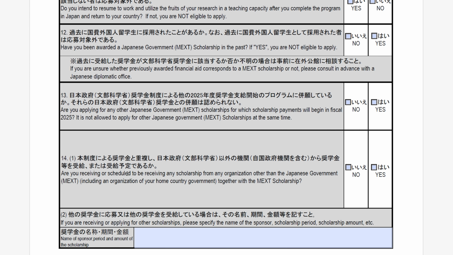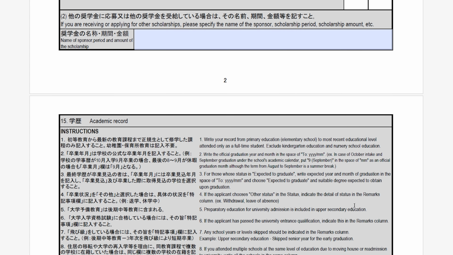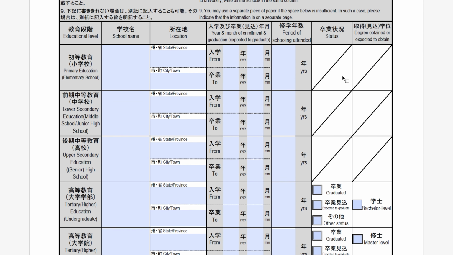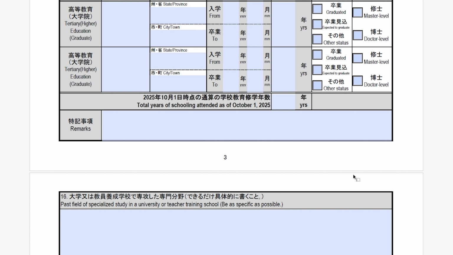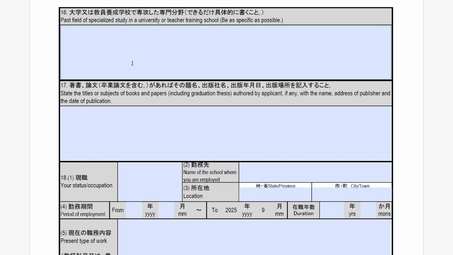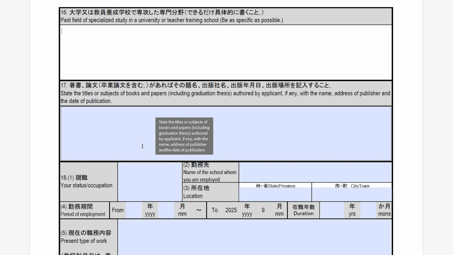Okay, this is the same as what we saw on the other side. And are you receiving any? Yeah, we also saw that. Okay, any sponsors? We also saw this one about the academic record, and then past field of study. Yeah, by the time you're a teacher, at least you have studied something. You are up to the point where you have a degree, so it should be easy filling out this part.